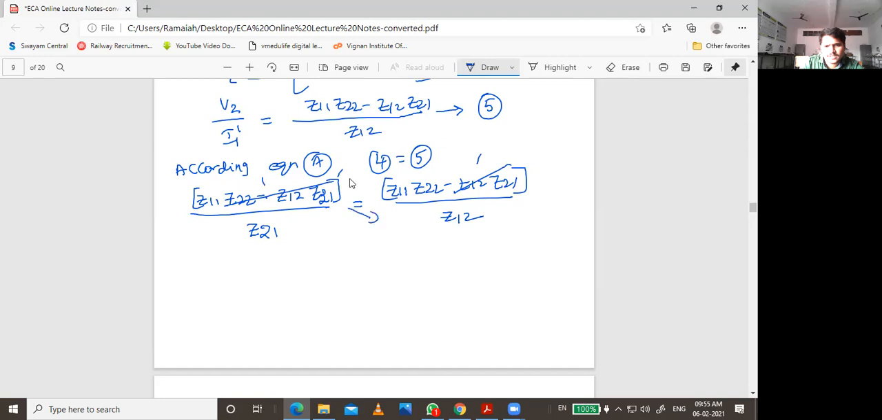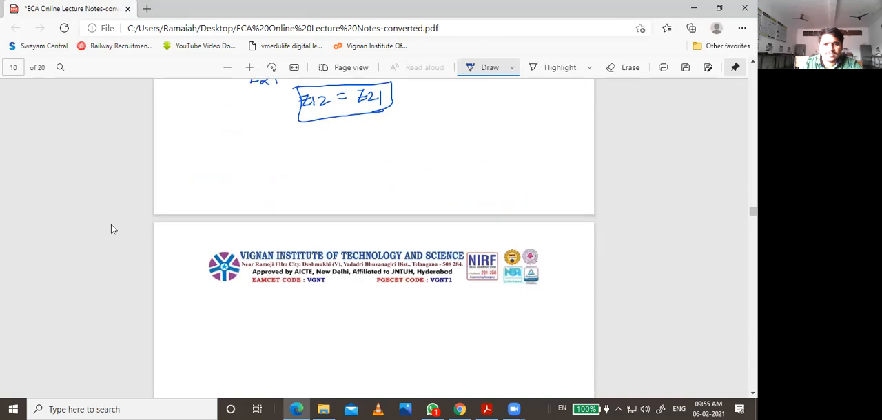So do the cross multiplication. Z12 equal to Z21. So for the given network, if Z12 equal to Z21, then the given network is reciprocal. Next, now find the condition of reciprocity in Y parameters.